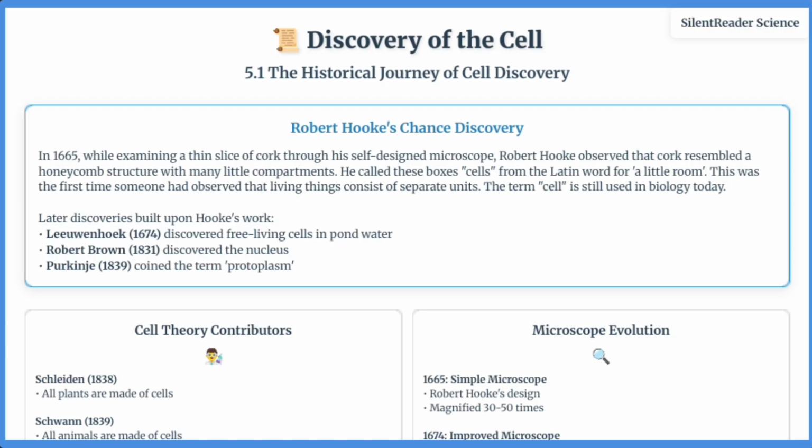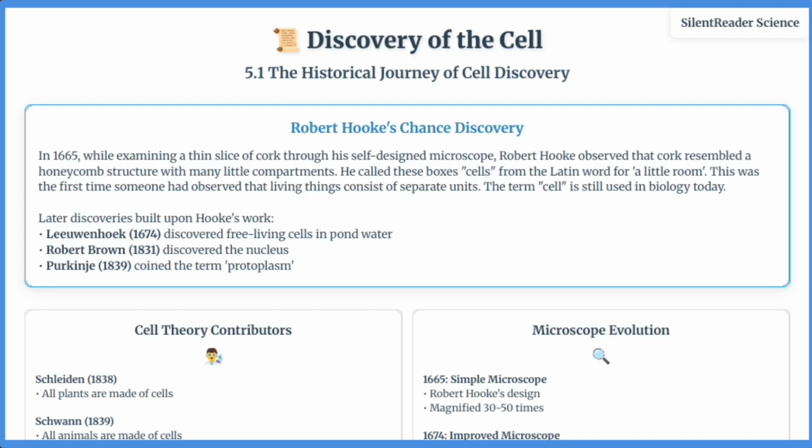Let's begin with the discovery of the cell. In 1665, Robert Hooke examined a thin slice of cork under his microscope and observed tiny compartments that reminded him of the small rooms in monasteries, which he called cells. This chance observation marked the beginning of cell biology.